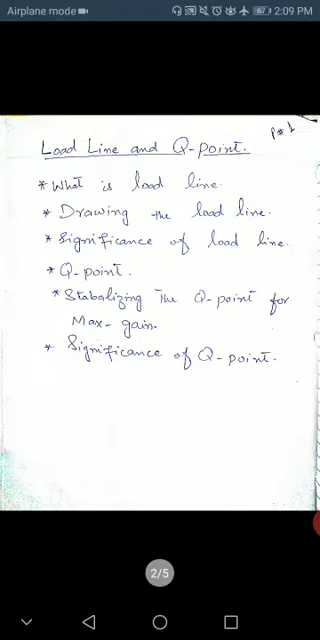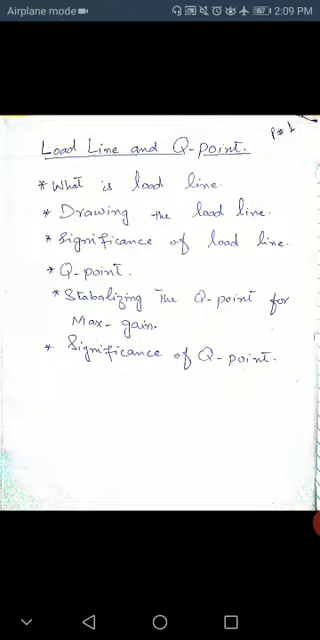Today's lecture is for MSc Physics, Part 1, BS Physics, 6th semester, Chapter number 1, lecture number 1, Load Line and Q Point. In this lecture, we shall discuss load line. There are four types of load lines regarding diodes and transistors. We discuss only BJT, bipolar junction transistors load line.